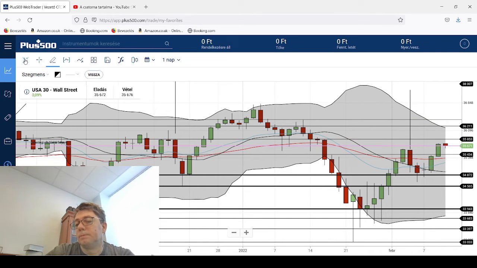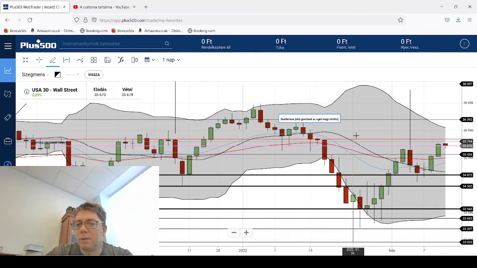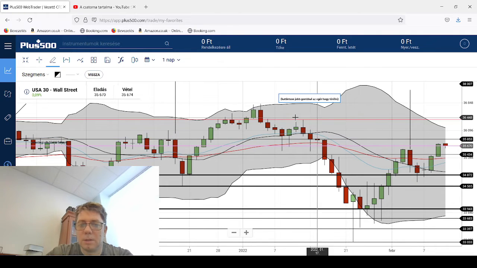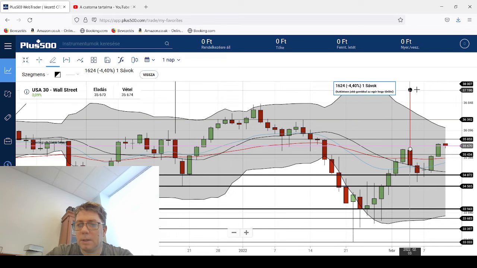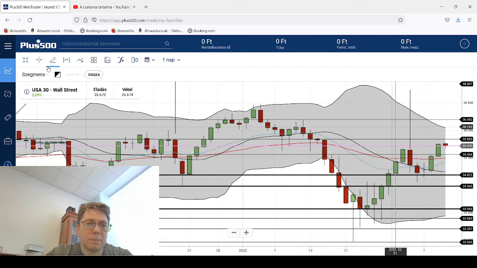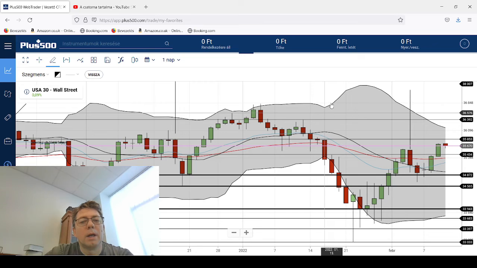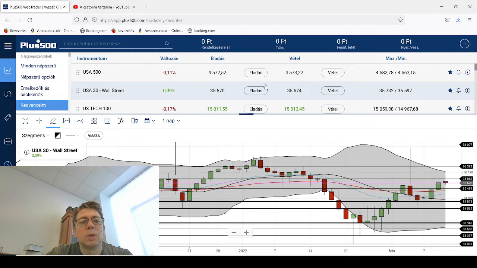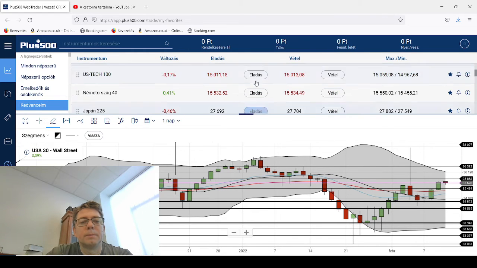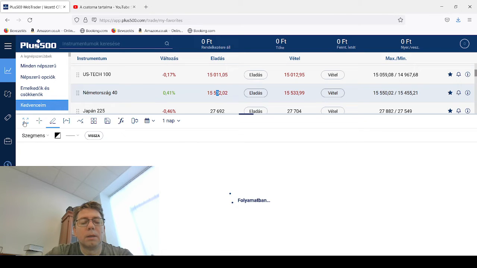So that's very interesting. Of course, I have these levels to watch here, but I don't need this one here. This one is first, and then this one is second. But we will probably hit this price target. Okay, let's go over to Germany. And let's see what's happening there.